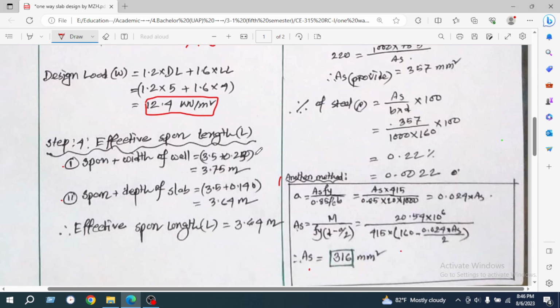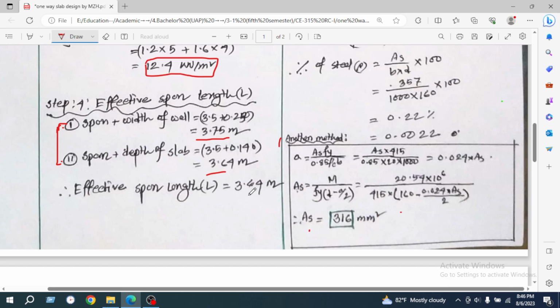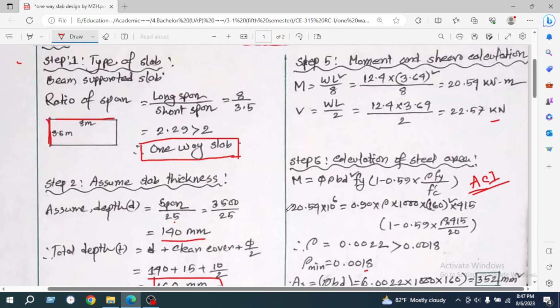So for the effective span length, we will use two formulas for getting the value, and we will take the lesser value for the effective span length. The first formula is span plus width of the wall. We know the width of the wall is 250, and the second one is span plus depth of slab. Depth of slab is 140 millimeter, which is 0.14 meter, and we find 3.75 meter and 3.64 meter. So we will take the lesser one, 3.6 meter. Okay, let's see the next step.